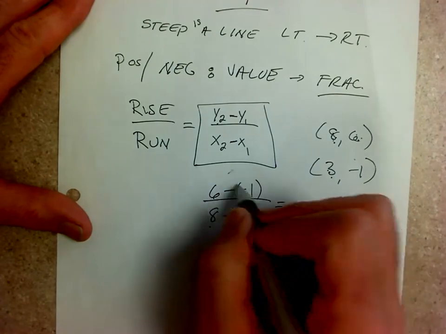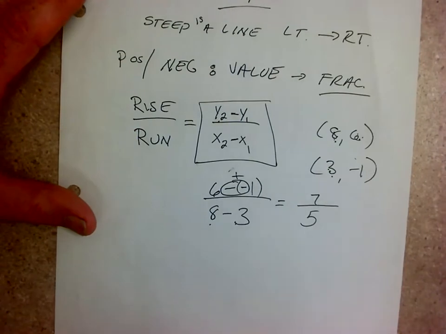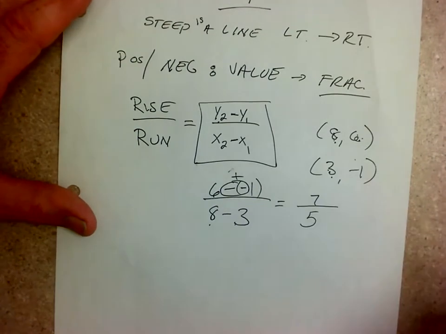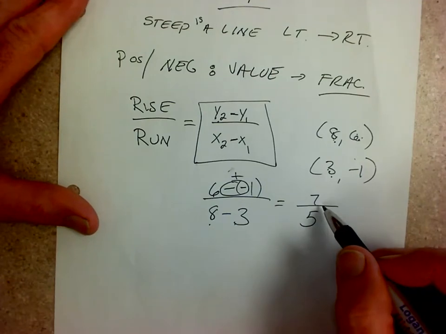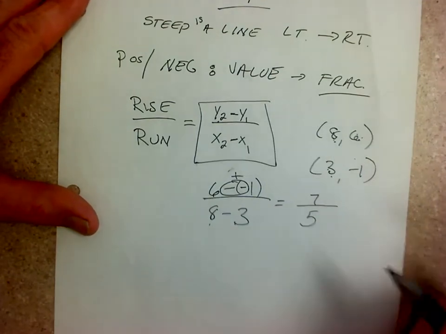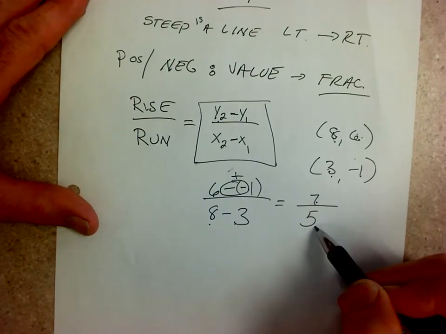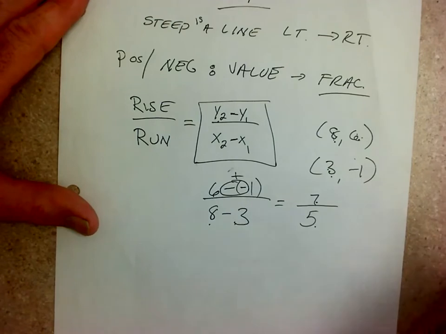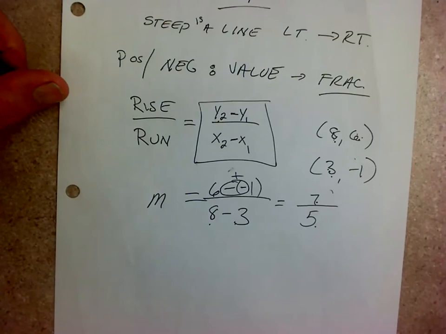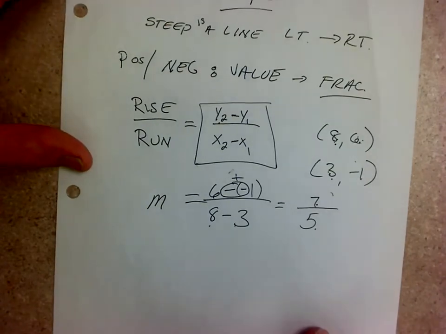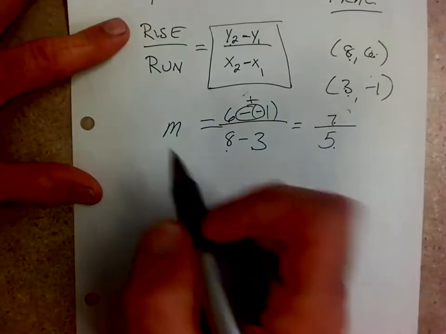8 minus 3 is 5. The minus a negative becomes plus, so this line has a positive slope of 7/5. Since it's positive, we know this line would be going up, and it's going to rise 7 for every 5 that it goes to the right. And again, remember, the universal letter for slope is m. So we might be asked to calculate the slope just given two points.